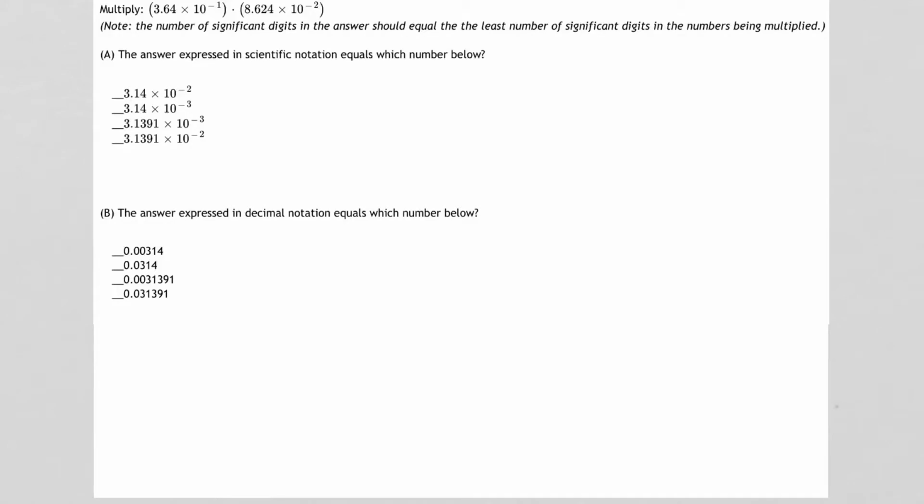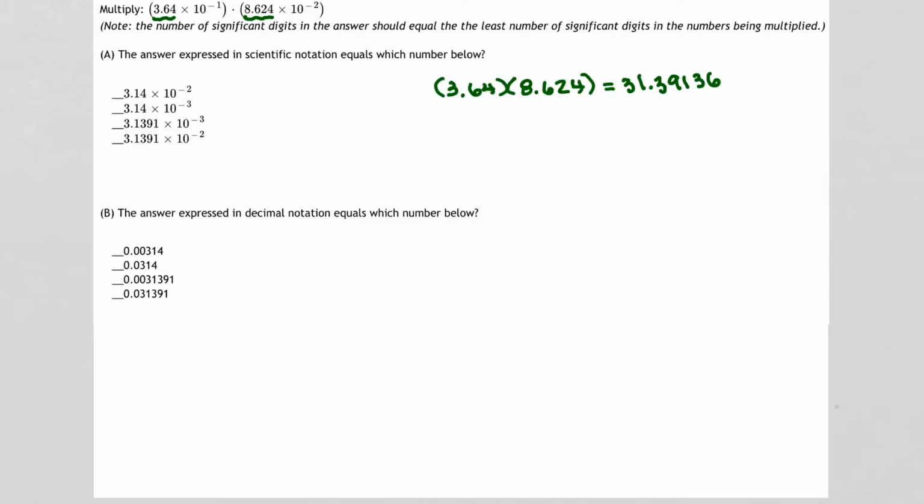The first thing is I need to recognize that I have digits and then I have my powers of 10. So I'm going to start by multiplying my digits. 3.64 times 8.624. And when I multiply these two numbers together, it gives me the value, using a calculator, of course, 31.39136. Okay, awesome. So far, so good.